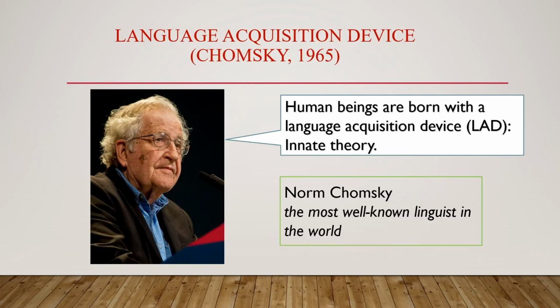Then, in 1965, one scholar named Chomsky brought one solution to the puzzle. He addressed the question by claiming that human beings are born with a special mechanism. He named it language acquisition device, and his position is called innatism. Chomsky is not a specialist on language acquisition, but he is the most well-known linguist in the world. His theories have been enormously influential in the research related to language, including grammar and second language acquisition.